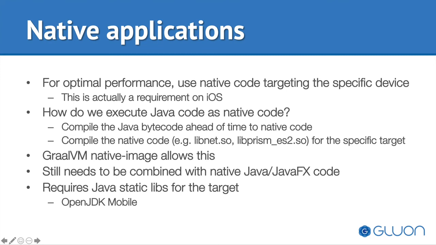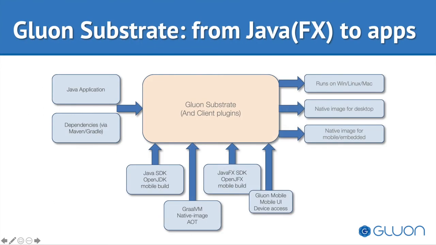And that is what the GraalVM native image, a fairly recent project in the Oracle Labs, is allowing us to do. So GraalVM translates your Java bytecode into native code. That's not enough. We also need to have the native code that's part of the Java and JavaFX to be compiled for the specific target. And then everything needs to be combined and linked at build time so that it can work at runtime. So that's a whole tool chain that's needed. And that is what GlueOnSubstrate is doing.